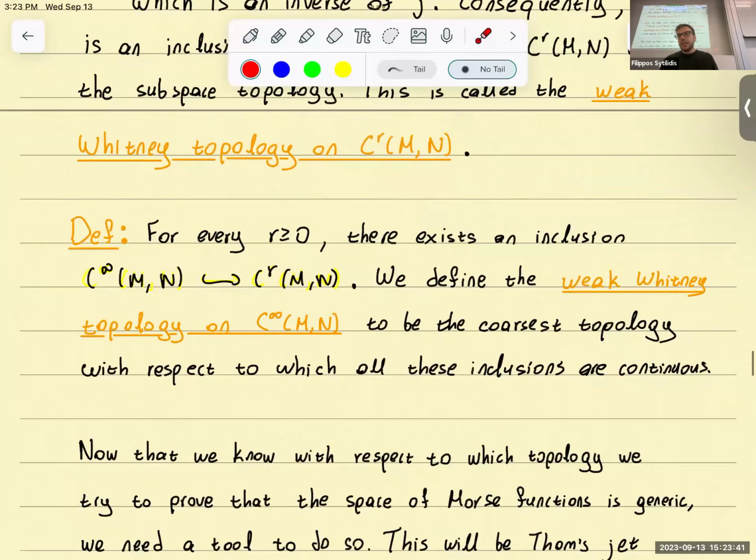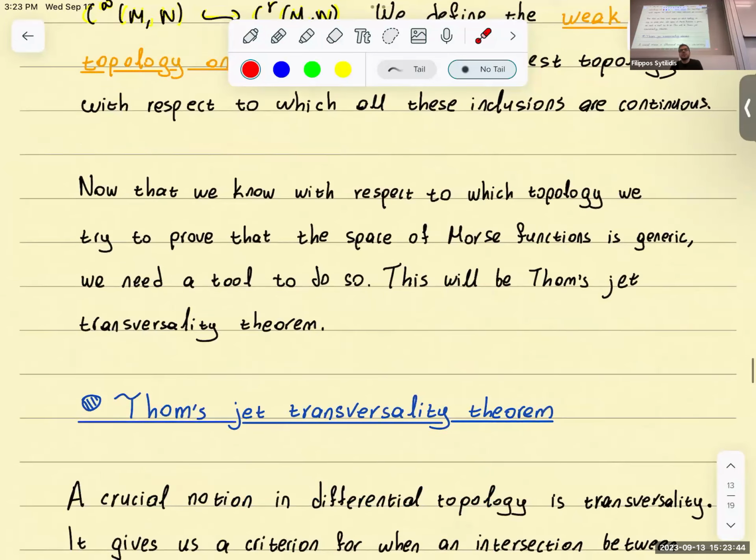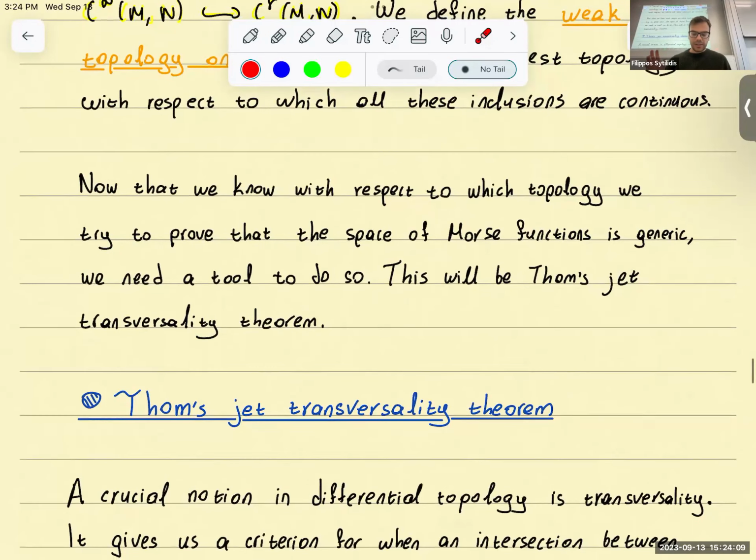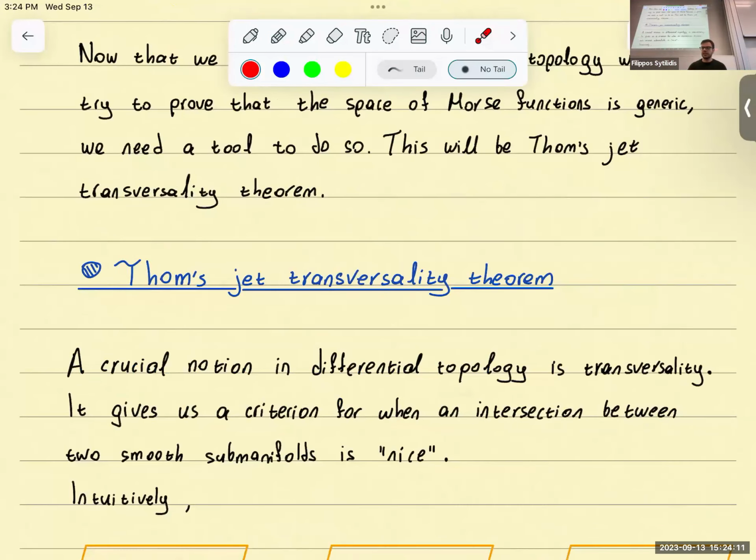Well, if not, then now that I told you what the topologies are, I promised that I'll tell you that with respect to this topology, the space of Morse functions is generic. I need to give you a tool to get your hands into such a theorem, because a priori it doesn't seem like an extremely approachable thing. So the tool is going to be Thom's jet transversality theorem.